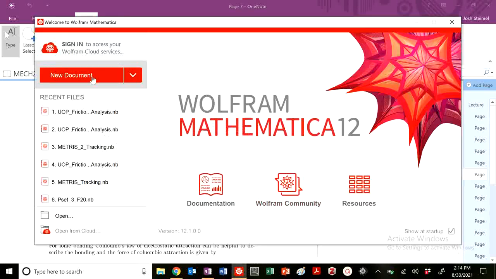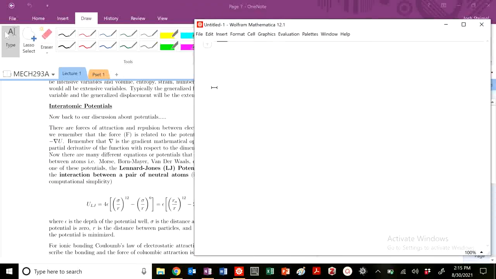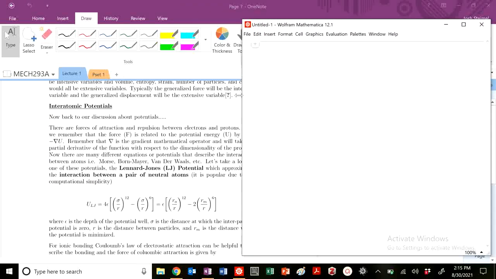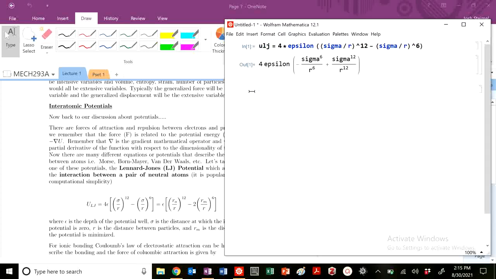Fantastic. So let's open up Mathematica for the first time, and we'll probably be doing that for quite a bit of time as well. We can see that my Lennard-Jones potential, U_LJ, is equal to 4 times epsilon times (sigma divided by r to the 12 minus sigma divided by r to the 6th). If I want to find my equilibrium distance, I know that my force is equal to minus the derivative of U_LJ with respect to r.